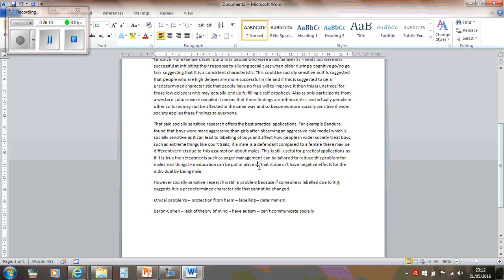That said, socially sensitive research offers the best practical applications. For example, Bandura found that boys are more aggressive than girls if they observe an aggressive role model, which is socially sensitive because it can lead to labelling of boys and affect how people in wider society treat boys, such as in extreme things like court trials. If a male is a defendant compared to a female, there may be different verdicts due to this assumption about males. This is still useful for practical applications, as if it is true, then treatments such as anger management can be tailored to reduce this problem for males, and things like education can be put in place so that it doesn't have negative effects for the individual by being male.